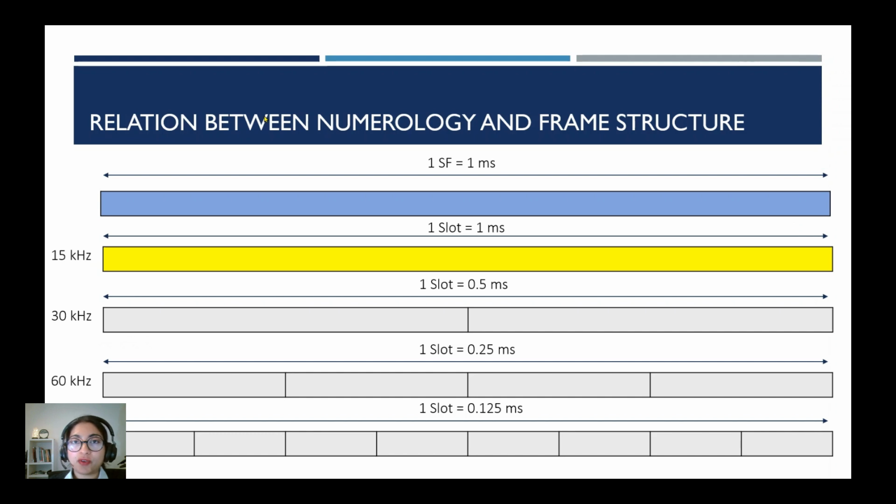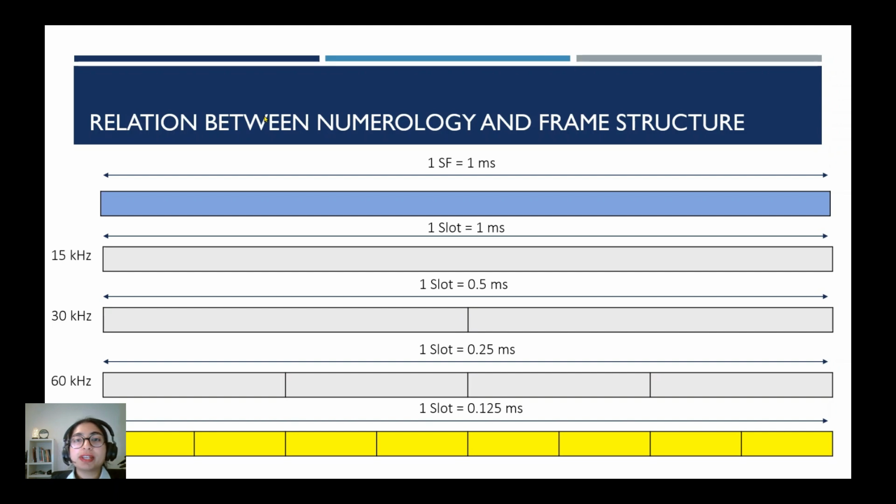At 15 kHz, one slot has a duration of 1 millisecond. Thus, one subframe has one slot. At 30 kHz subcarrier spacing, the duration of a slot is 0.5 millisecond. Thus, one subframe has two slots. At 60 kHz subcarrier spacing, the duration of a slot is 0.25 milliseconds. Thus, one subframe consists of four slots. Similarly, at 120 kHz, the duration of a single slot is 0.125 milliseconds. Thus, one subframe consists of 8 slots.